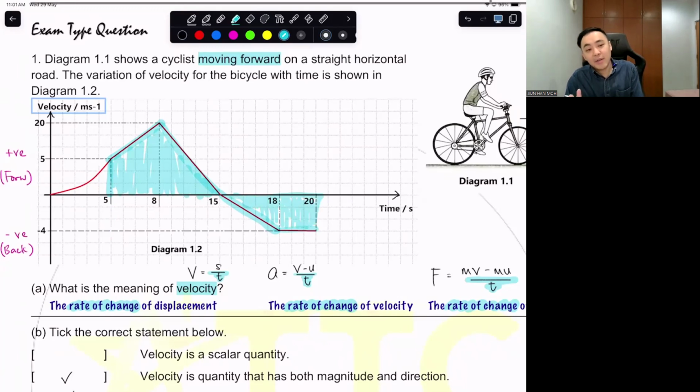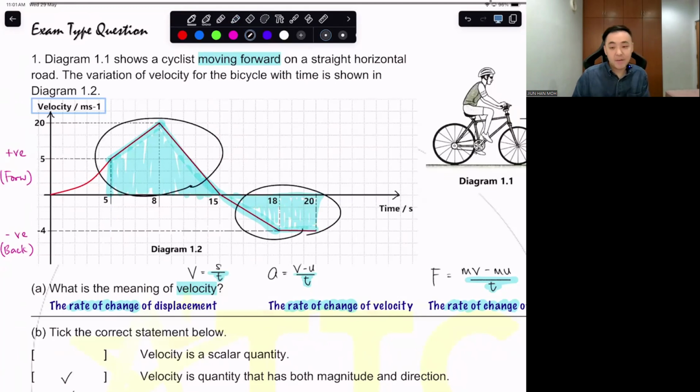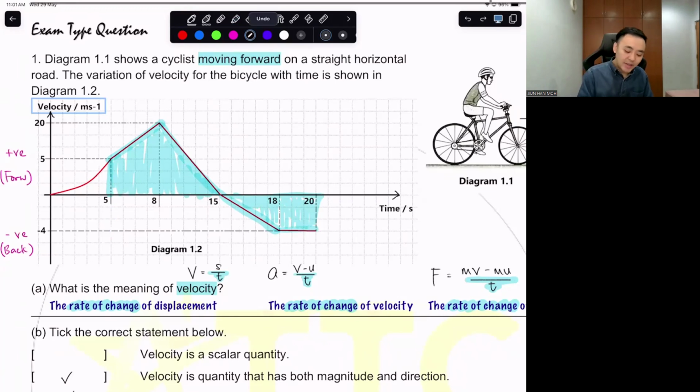Then a question, guys. Basically, here is one area. Here's another area. What are you supposed to do? Let's say I tell you this is 1, and this is 2. What are you supposed to do? Do you sum them up, or do you minus them?